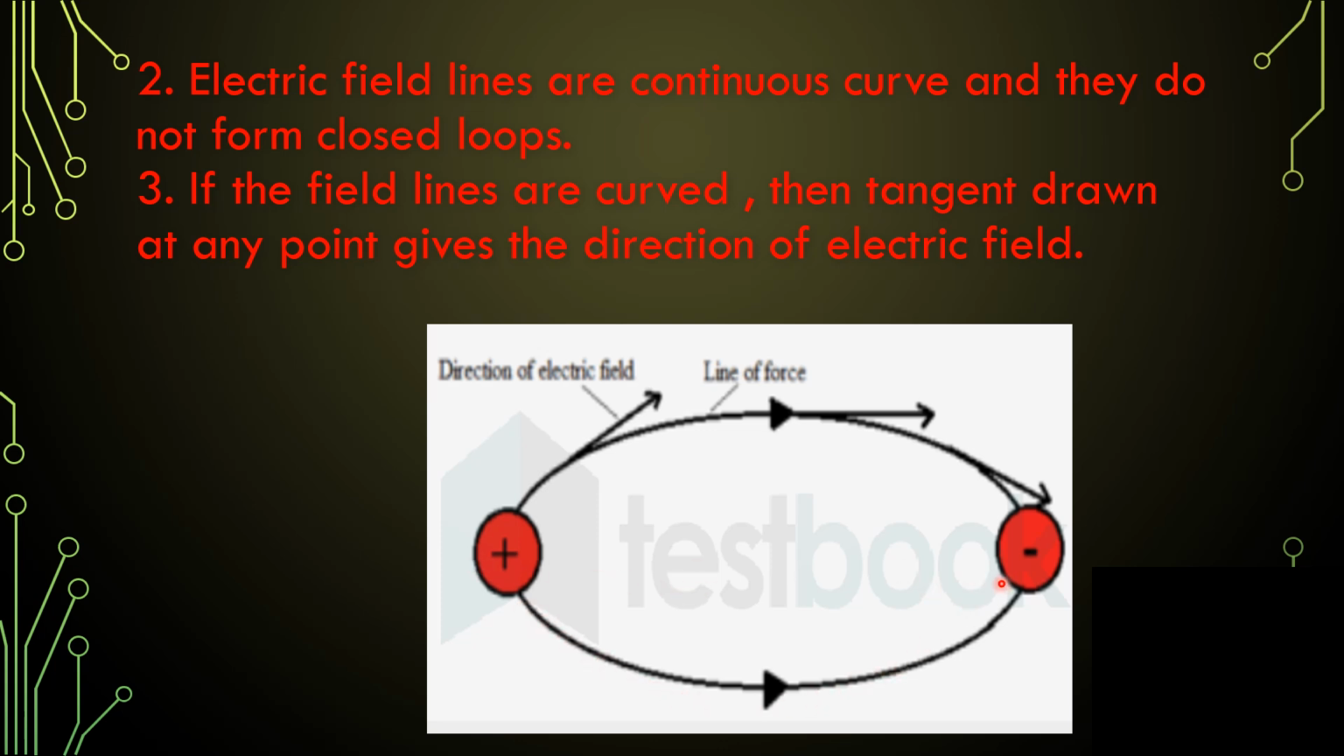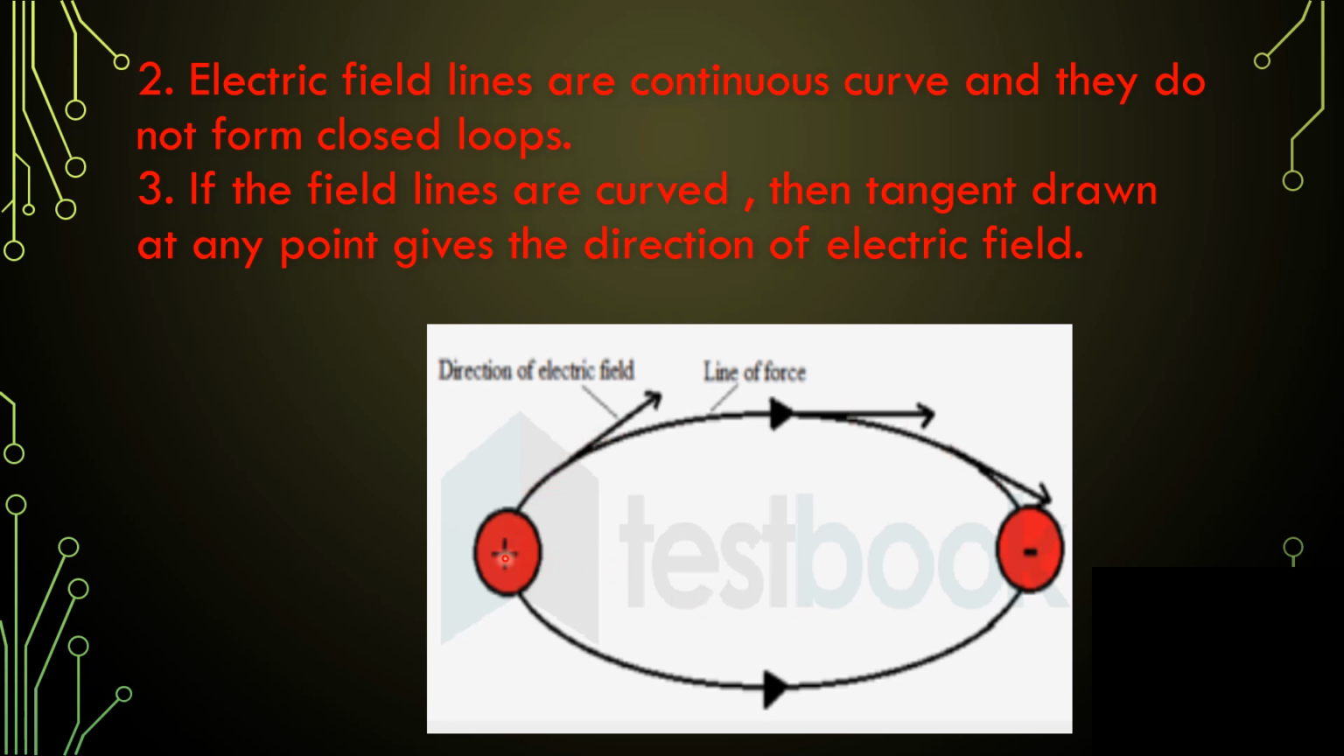Though it is a curve, even if it is a continuous curve, the lines do not form a closed loop. Why? Because see here, the test charge is moving from positive towards the negative. That's why the path is like this, right? But it never comes back to positive. If it came back to positive, then the route would have been a closed loop. But since it is not moving back to positive, it is not a closed loop.